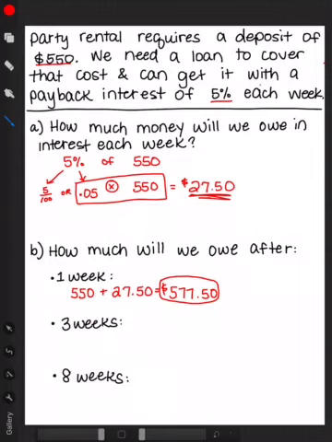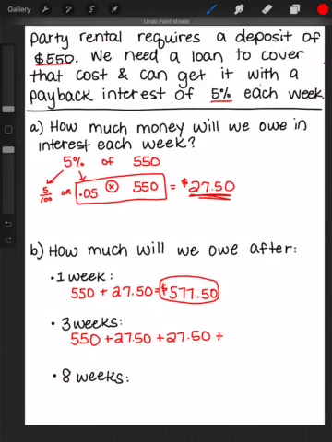All right, what about 3 weeks? So of course, again, we owe back our principal, which is the amount we needed to borrow, plus 1 week of interest, 2 weeks of interest, 3 weeks of interest.